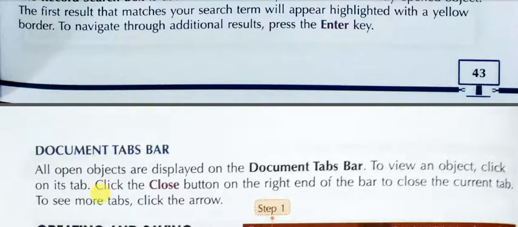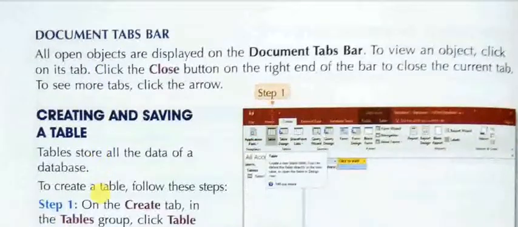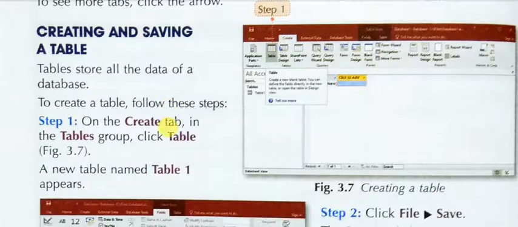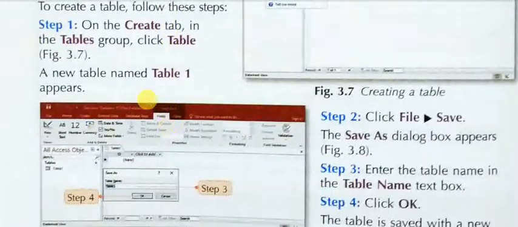Okay, the next, creating and saving a table. So how to create and save a table. So tables store all the data of the database. To create a table, follow the steps. So first of all, you have to click on the create tab in the tables group, then click table. A new table named table 1 appears. So here, by default table 1 is already there. If you close or delete this table, then again table 1 will appear, otherwise table 2 will appear.